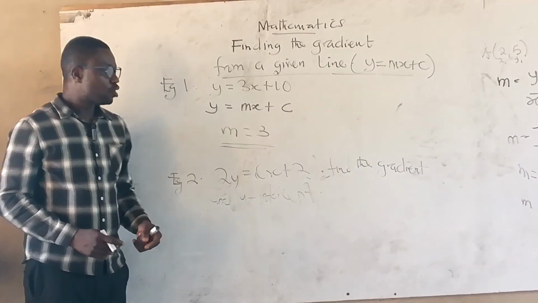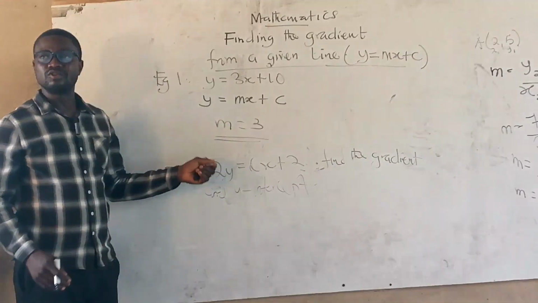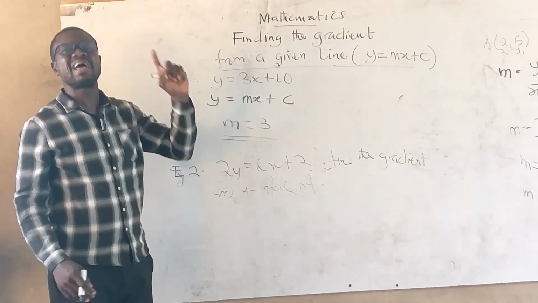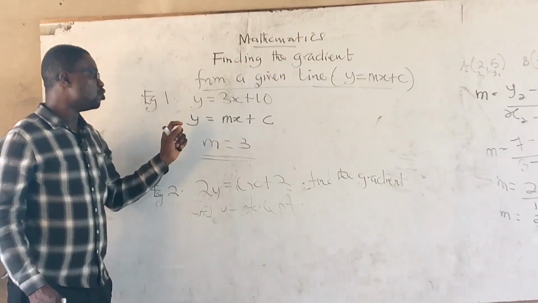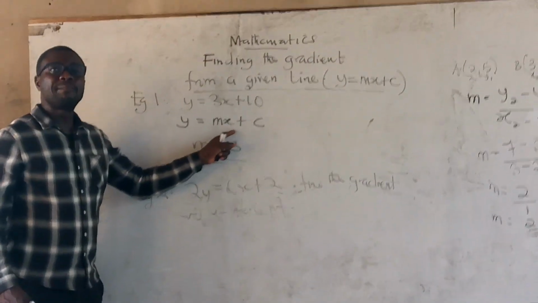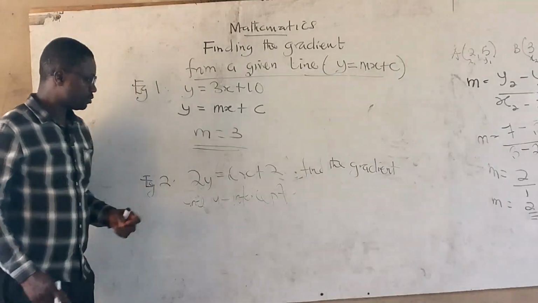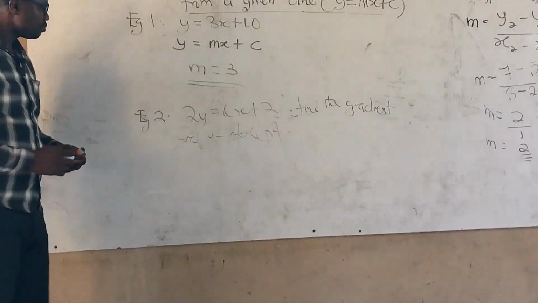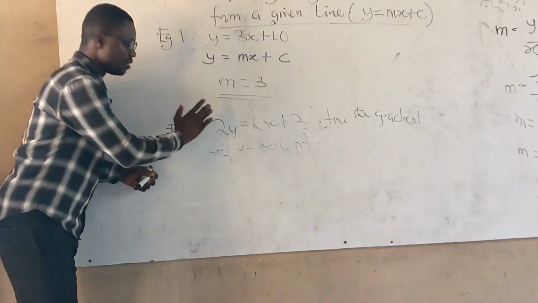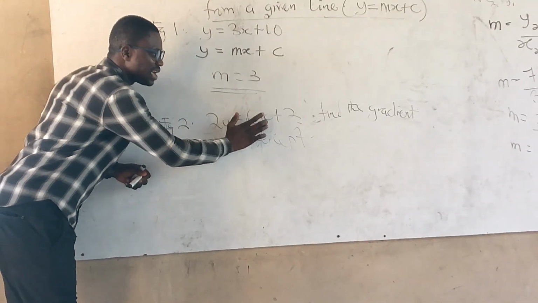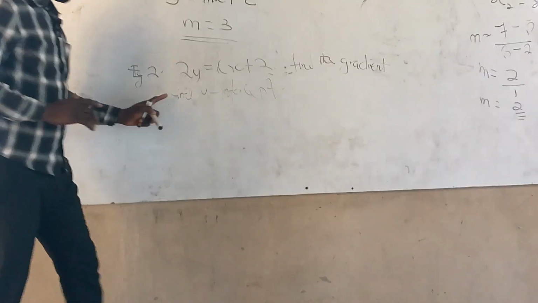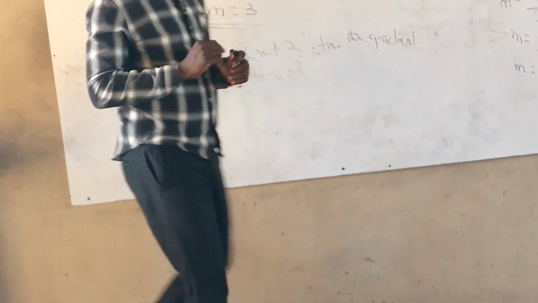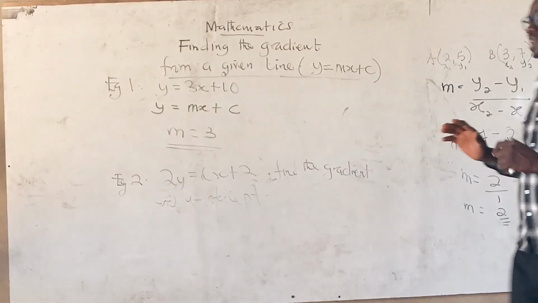Are you okay? So you are supposed to find a gradient. You have to what? Compare. Always, every time you want to find a gradient with the equation, you need to what? Compare. Okay? Good. Now let's look at the second one. The second one says 2y is equal to 6x plus 2. Find the gradient and y-intercept. So we are going to find the gradient and then the y-intercept.